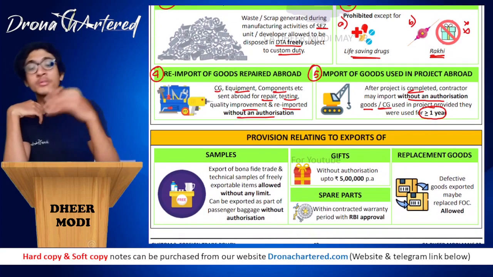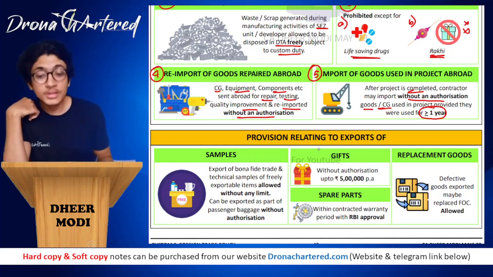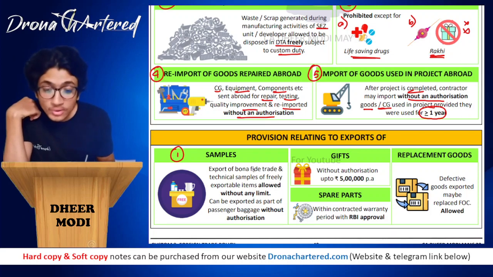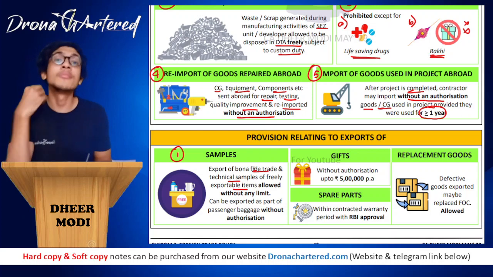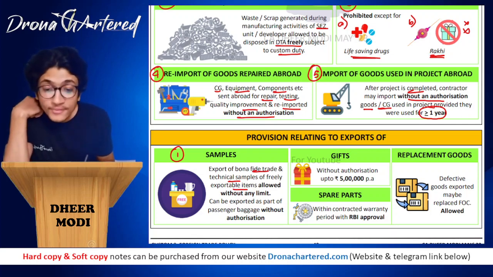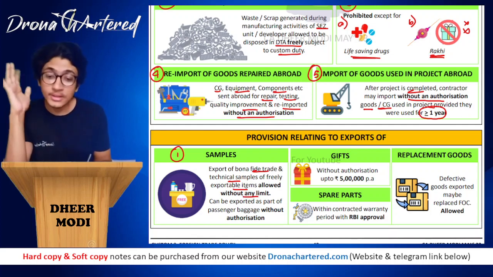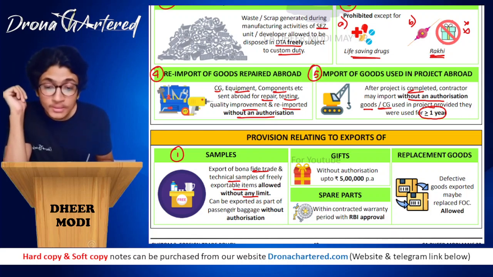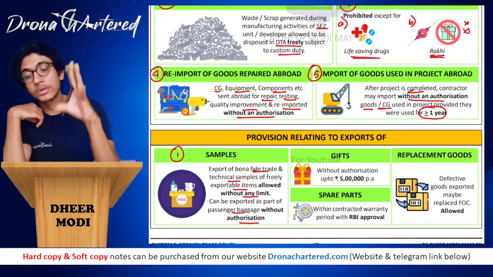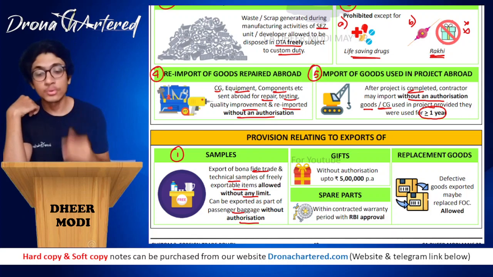Now we are doing your provisions relating to exports. Now provisions relating to exports, first is with regards to samples. Exports of bona fide trade and technical samples of freely exportable items, that means which are not restricted, are allowed without any limit. There is no limit on this. Everything is allowed. It can be exported as a part of passenger baggage without authorization. That means it can also be sent via baggage and there is no authorization required. So this was with regards to samples.